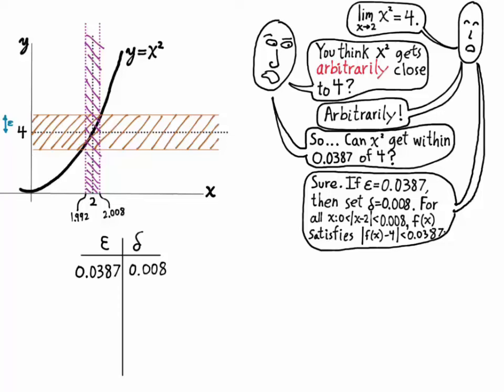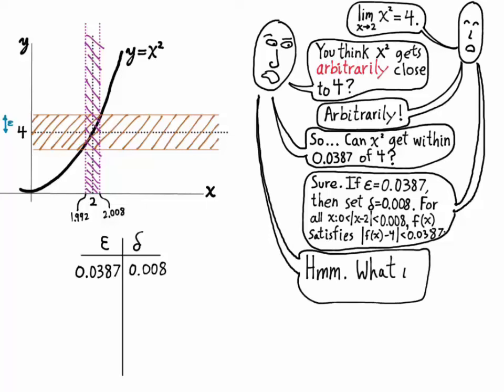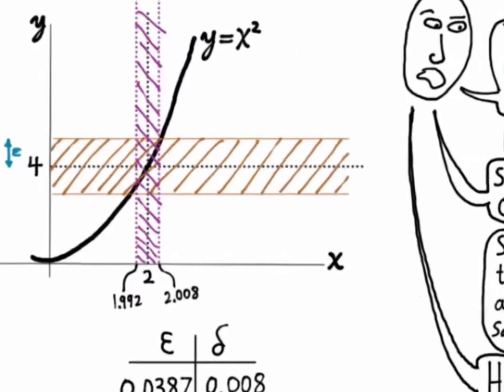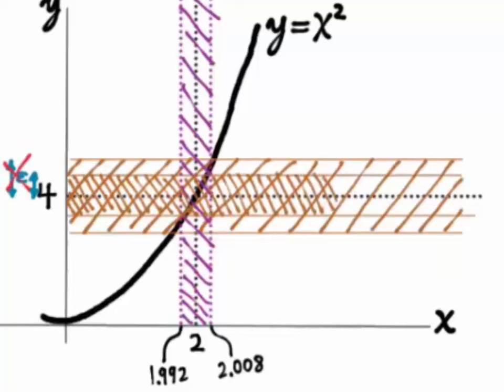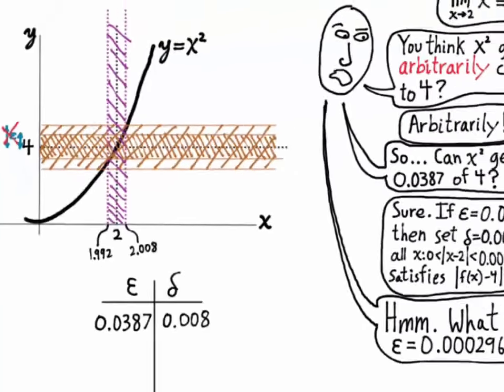So now the challenger thinks, well, maybe I gave him too easy a challenge, and he comes up with an even smaller value of epsilon. He says, what if epsilon is 0.000296? Right, graphically, that's going to look like a smaller envelope. Here we'll modify it in the picture. So there's a new epsilon. It's smaller, and you can see that the neighborhood that was given with delta equals 0.008 no longer suffices.